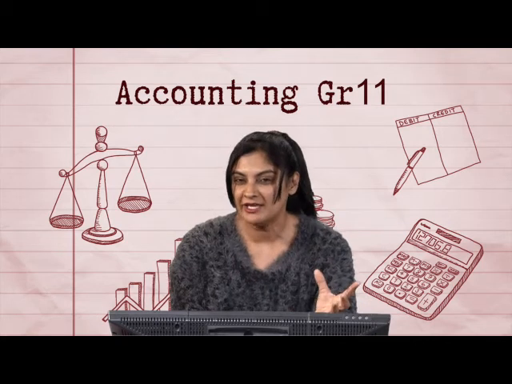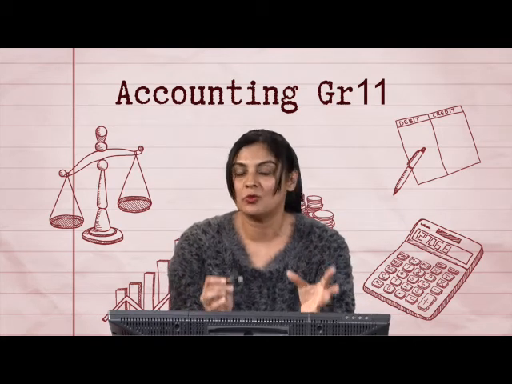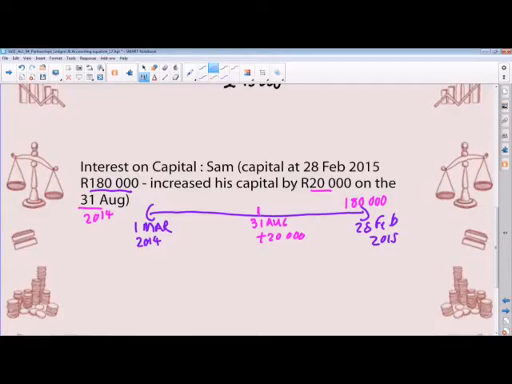So before he increased his capital, what was the capital contribution at the beginning of the financial year? Right, so if we now work backwards, 180,000 minus 20,000, at the beginning of the year, his capital contribution is 160,000. Okay, you guys with me? Always double check. 160,000, if I add 20,000, I should be getting 180,000, which tells me my calculation is correct.